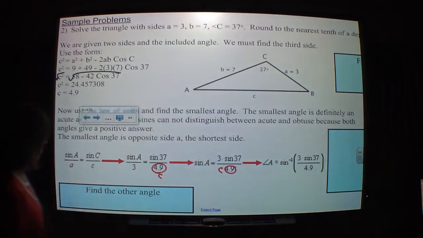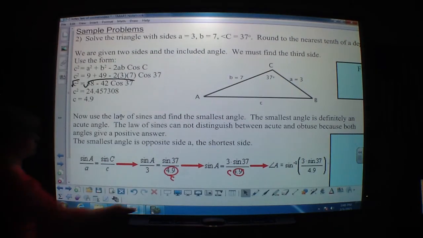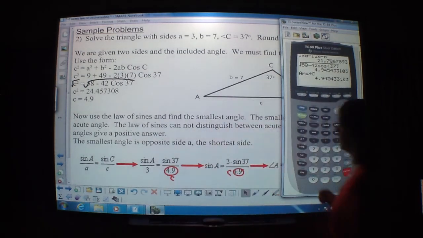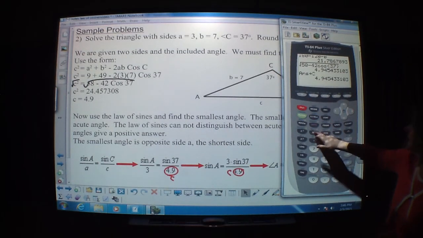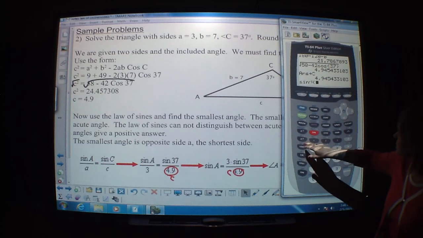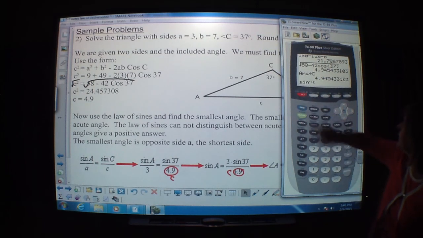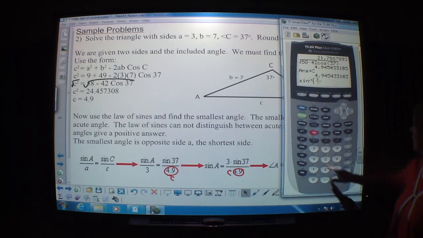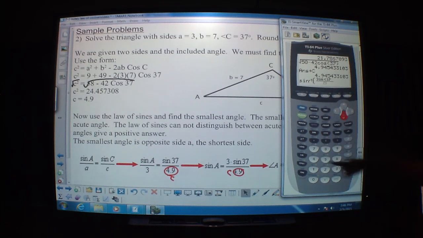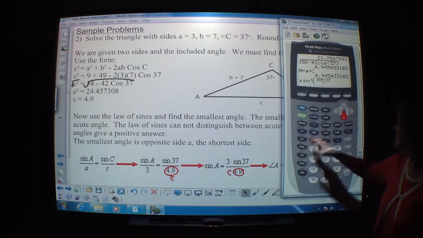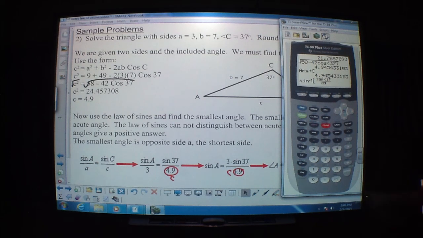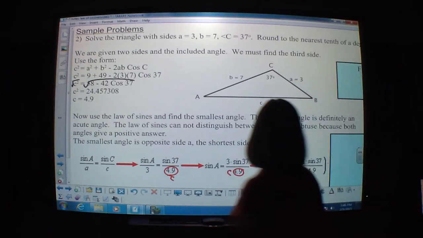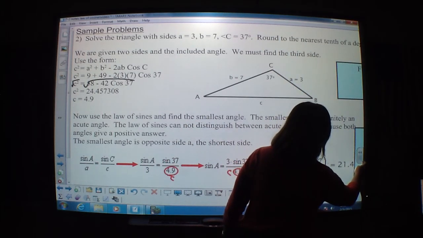Let me get my calculator and show you how this works. Inverse sine, so second, sine. I like my fraction, so I'm going to use the fraction button. There's inverse sine, 3 sine of 37 goes on the top. On the bottom, that is in C, so I'm just going to use C so I have an exact number. And you get 21.4.